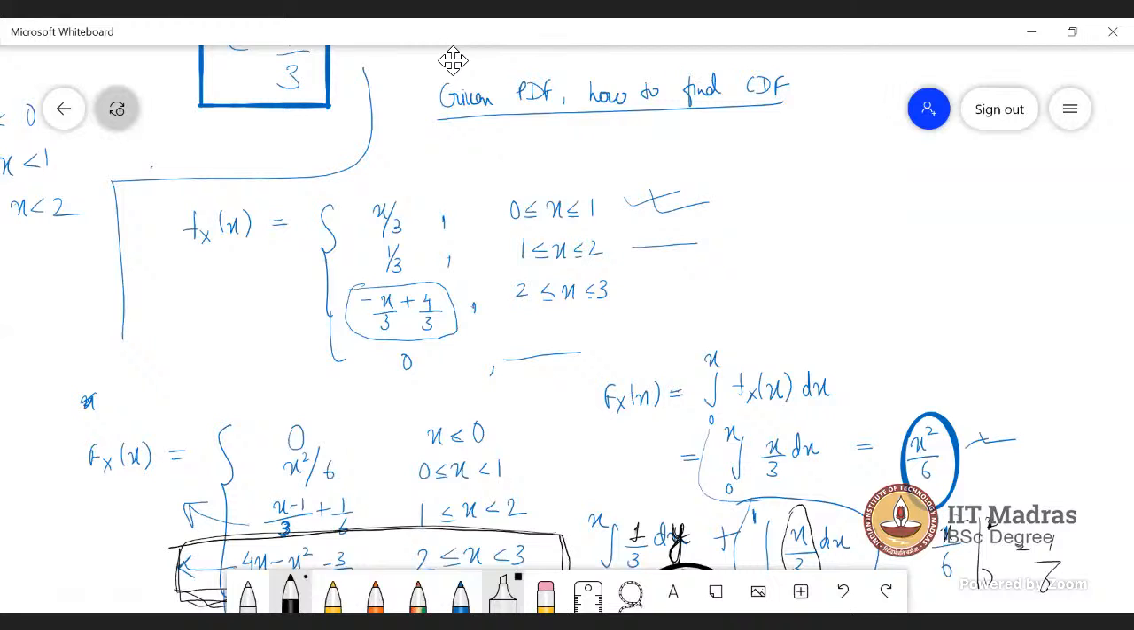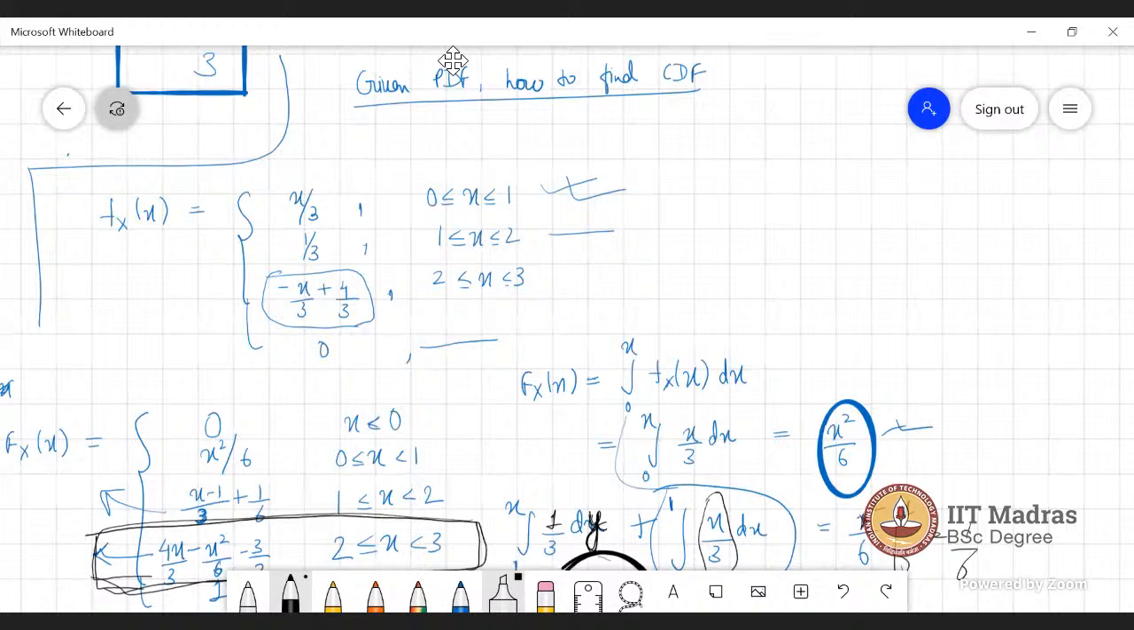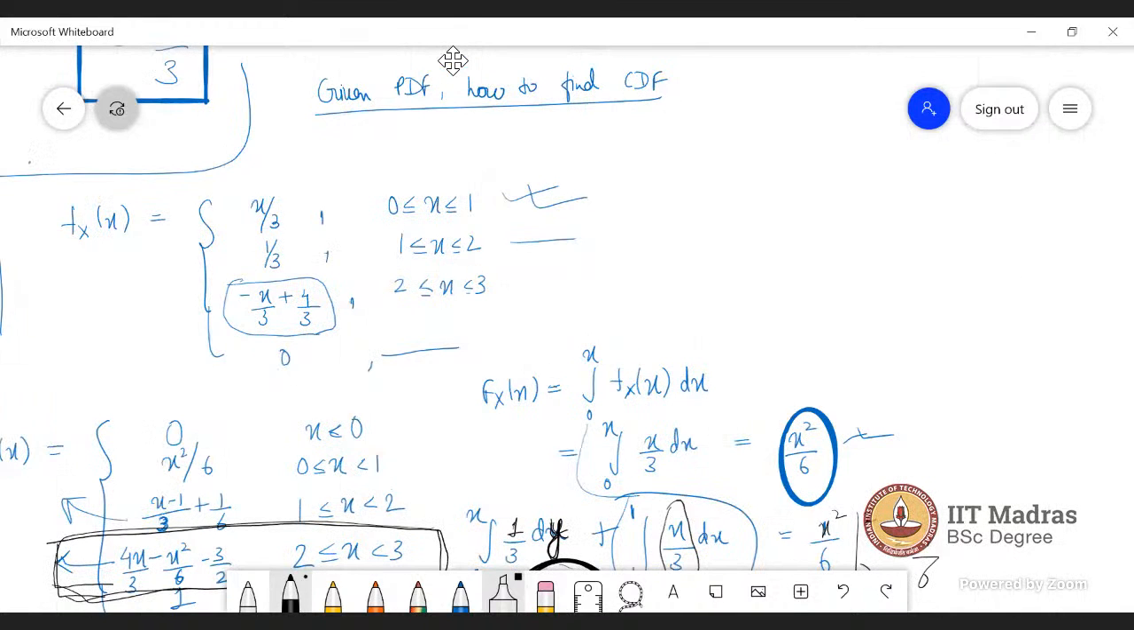So I'm getting 4x by 3 minus x square by 6, and the value of that in the range 2 to x. Yeah, right. Minus the same in the range, plus the same in the range 0 to 2. What do you mean by the same? Plus 4x by 3 minus x square by 6 in the range 0 to 2. So you just have to add this one.